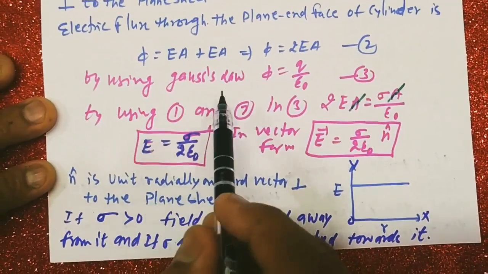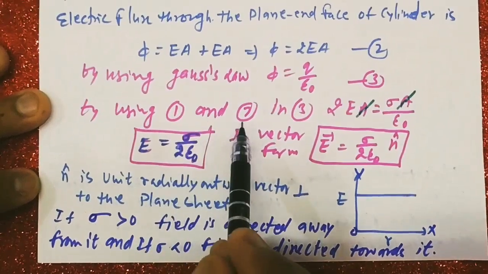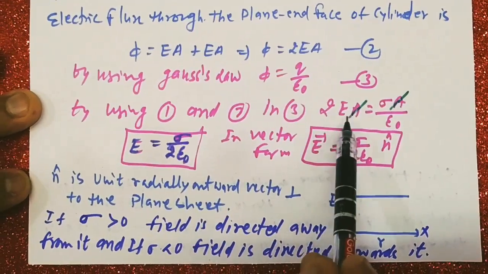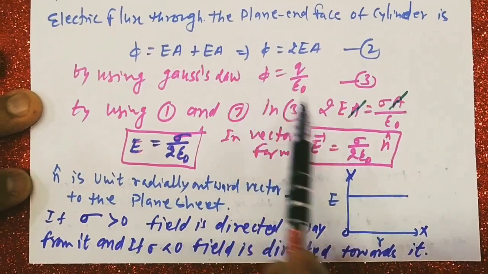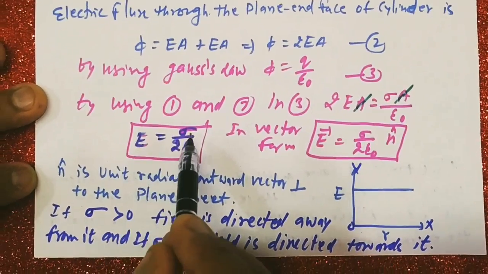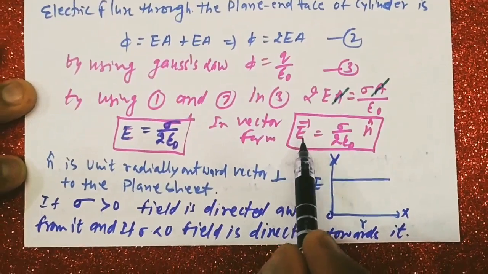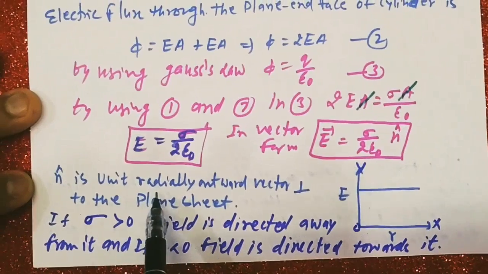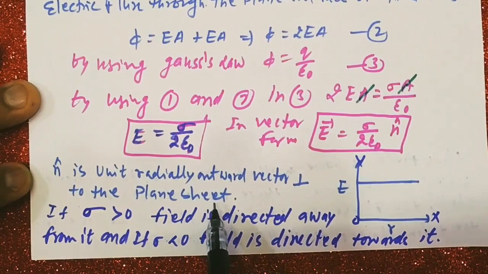Equation number 2. By using Gauss law, phi equal to q upon epsilon naught. By using 1 and 2 in equation number 3, phi equal to 2Ea equal to q equal to sigma a from equation number 1 upon epsilon naught. A cancels out, so E equal to sigma upon 2 epsilon naught. In vector form, E vector equal to sigma upon 2 epsilon naught n cap, where n cap is the unit radially outward vector perpendicular to the plane sheet.